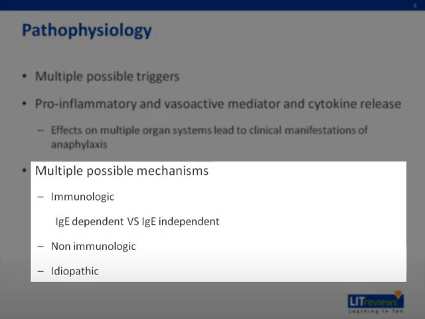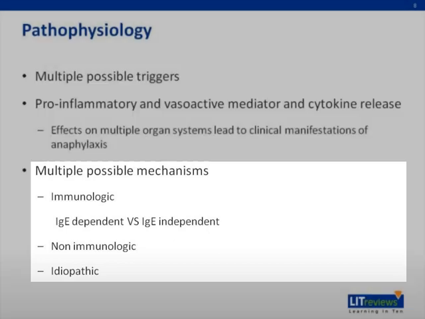Possible mechanisms behind anaphylactic events have been delineated by the World Allergy Organization into immunologic mechanisms, which may in turn be IgE dependent or independent, non-immunologic mechanisms from direct mast cell activation, and also idiopathic mechanisms where no apparent trigger is identifiable.